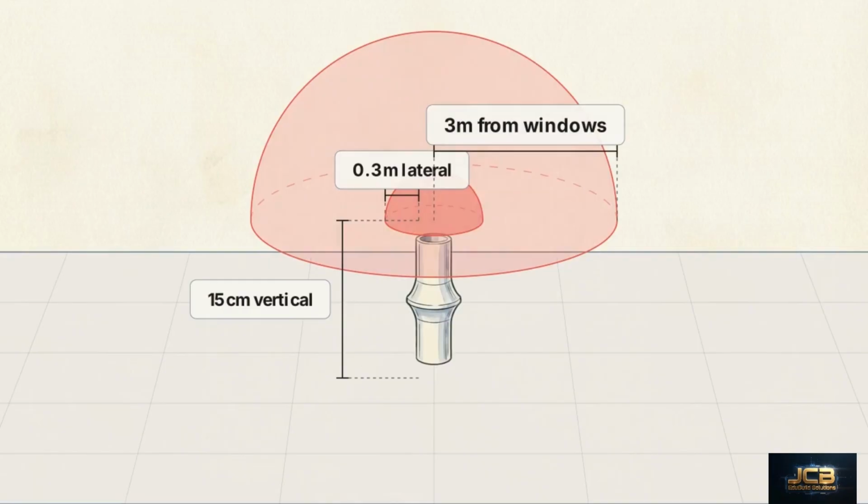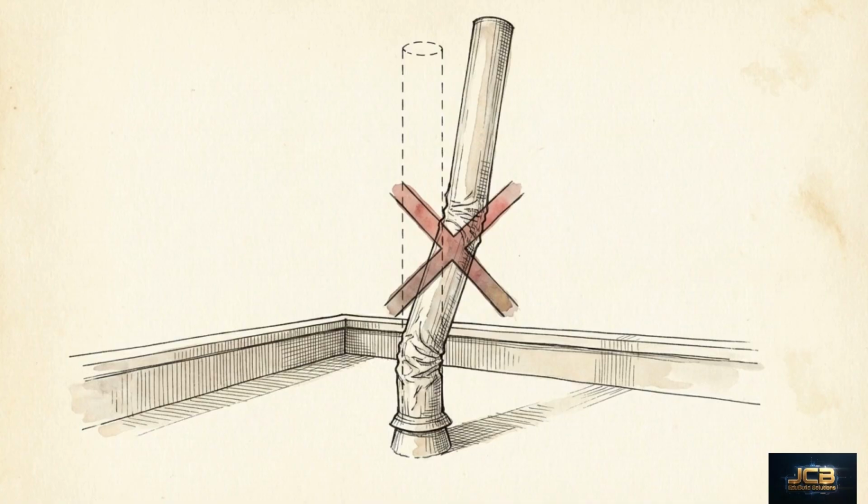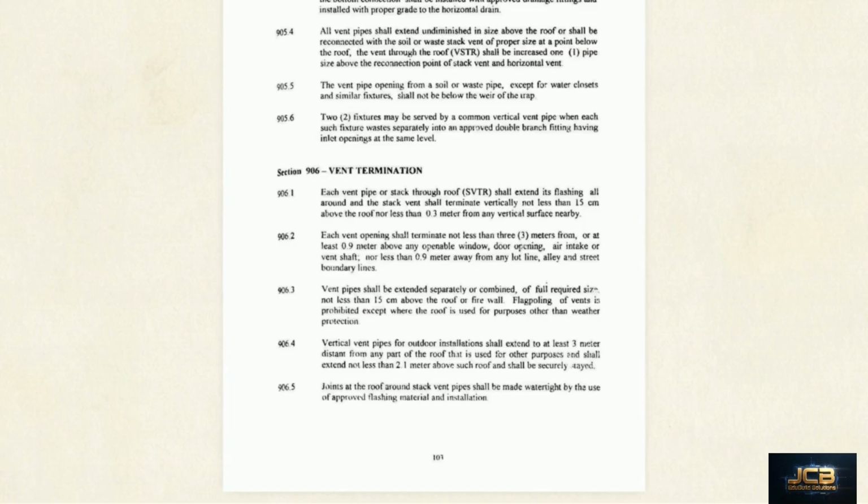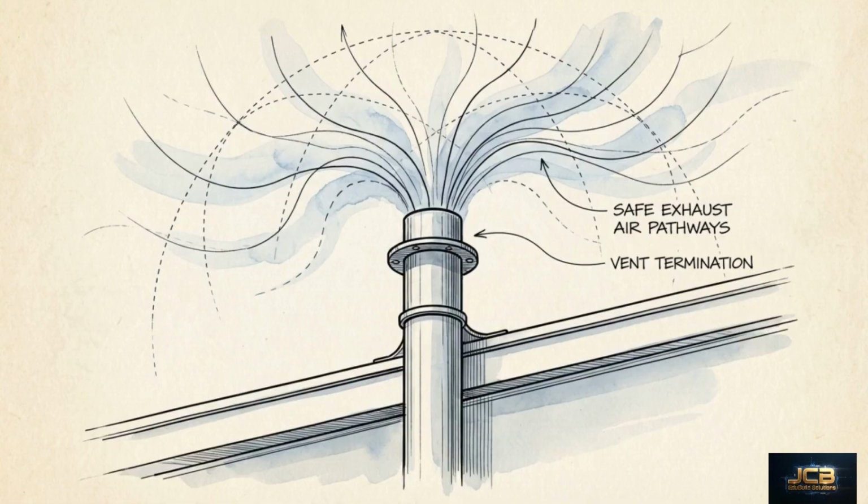The code generally prohibits flagpoling, which is the practice of leaving tall vent pipes unsupported in the open air. However, Section 906.4 includes an exception. If the roof deck is used for purposes other than weather protection, the vent pipe must extend to at least 2.1 meters above the roof. These strict termination codes exist to exhaust toxic and explosive sewer gases into the atmosphere without compromising the building's envelope.